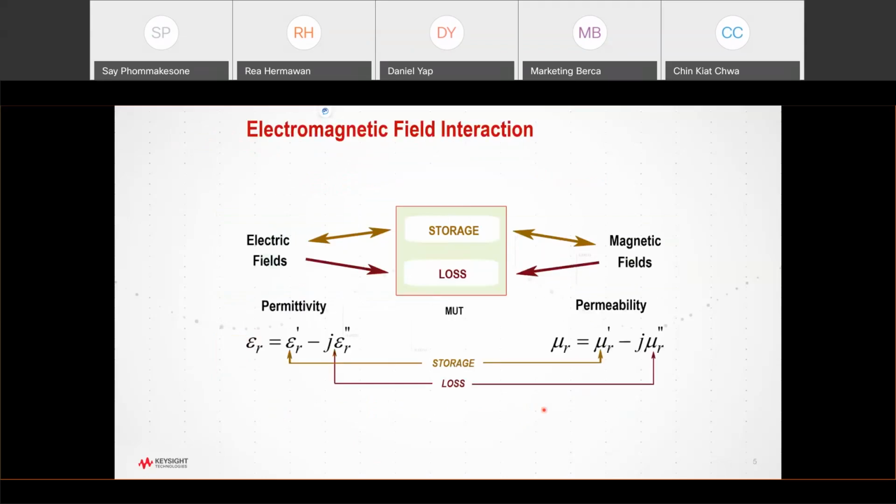So as mentioned, the material interacts with the electric field or magnetic field, and two things can happen. One we call the real part of permittivity, which measures how much energy is stored from the electric or magnetic field. Another is called the loss, which is the imaginary part, which measures how much energy is lost or dissipated based on the material that is used.